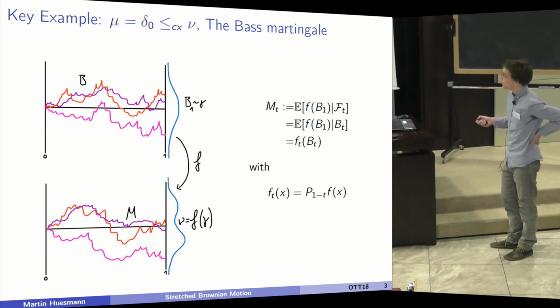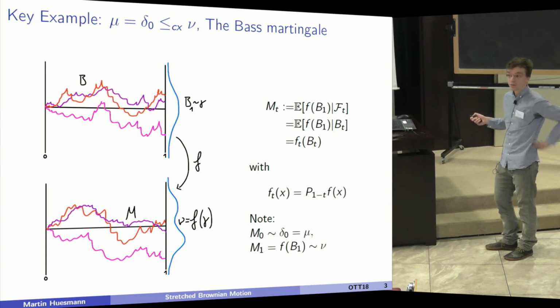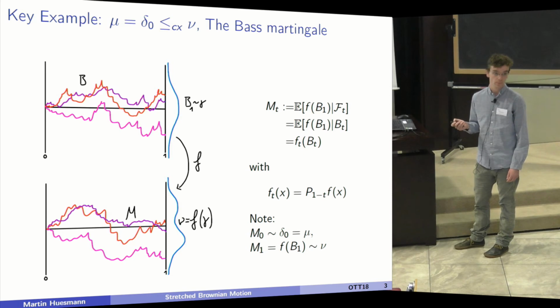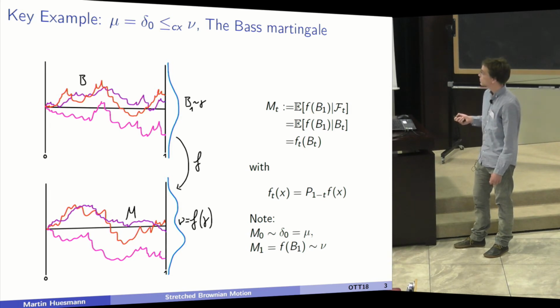Okay, so now if you look at the marginals of this process here, which I kind of sketched down here, well, the marginal at time 1 is just by construction m1 equal to f of b1, and f was chosen in such a way that the distribution of m1 is precisely nu. Okay, so now the distribution of m0, because the Brownian motion starts in a single Dirac, m0 will also be a single Dirac, and this will just be the expectation of f of b1. The expectation of f of b1 is the mean of nu, because nu is in convex order with mu. This will be just 0. So this is precisely our measure mu that we started with.